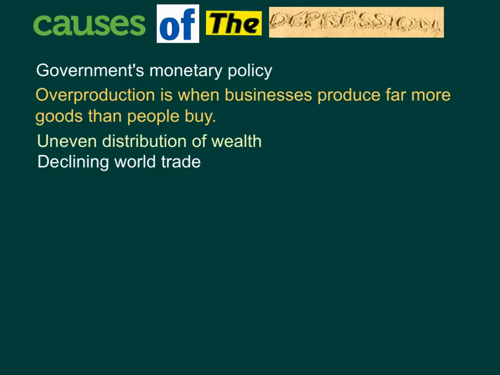Causes of the Depression. First, government's monetary policy. Second, overproduction, which is when businesses produce far more goods than people buy. An uneven distribution of wealth, meaning there are more poor people than there are rich people. And declining world trade, because the Depression was happening not just in the United States but all over the world.